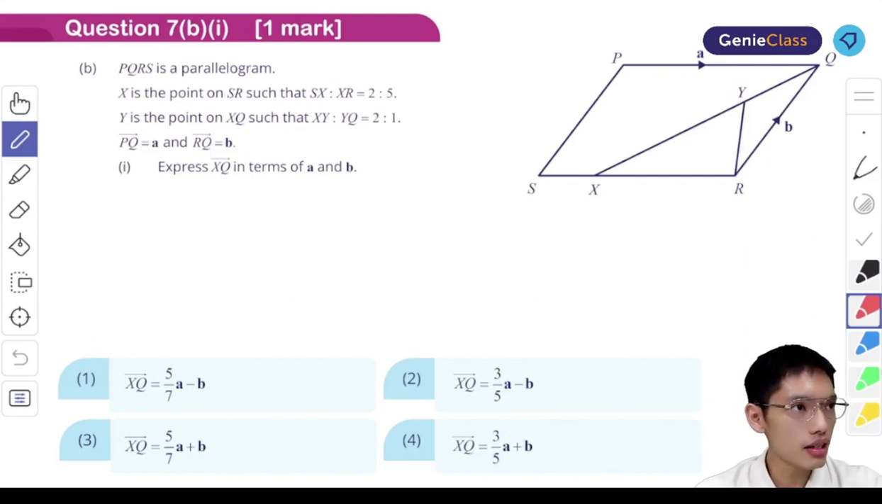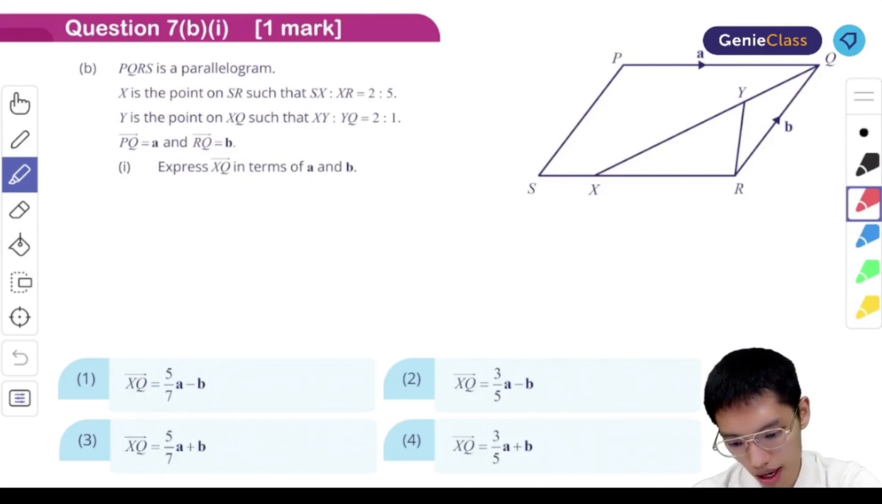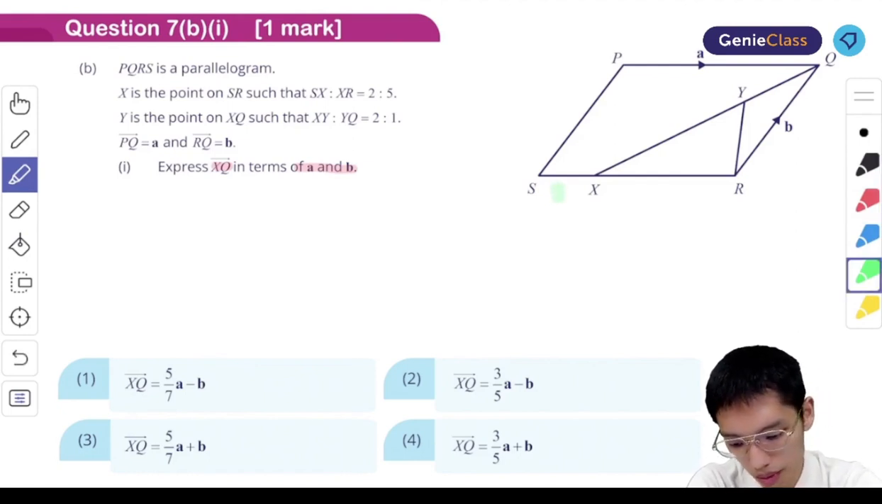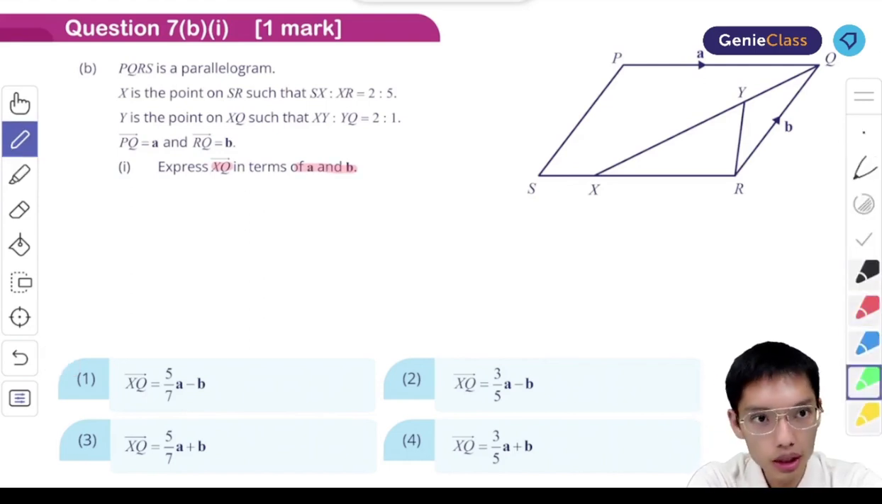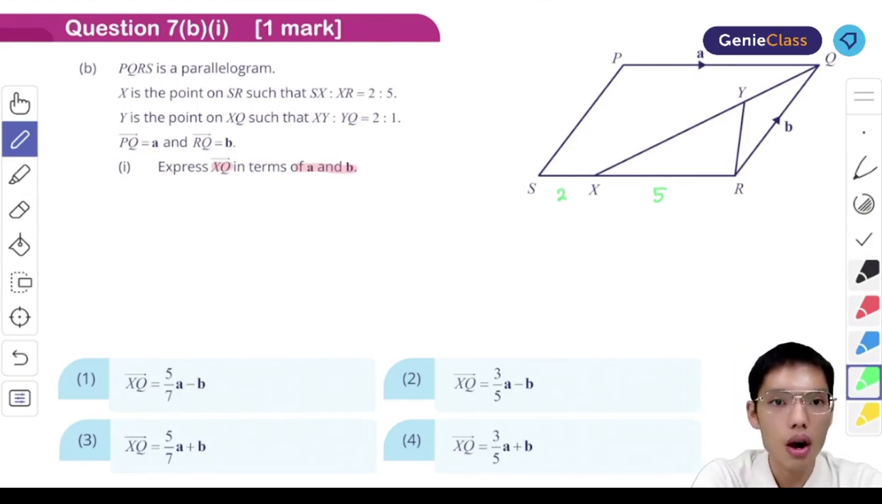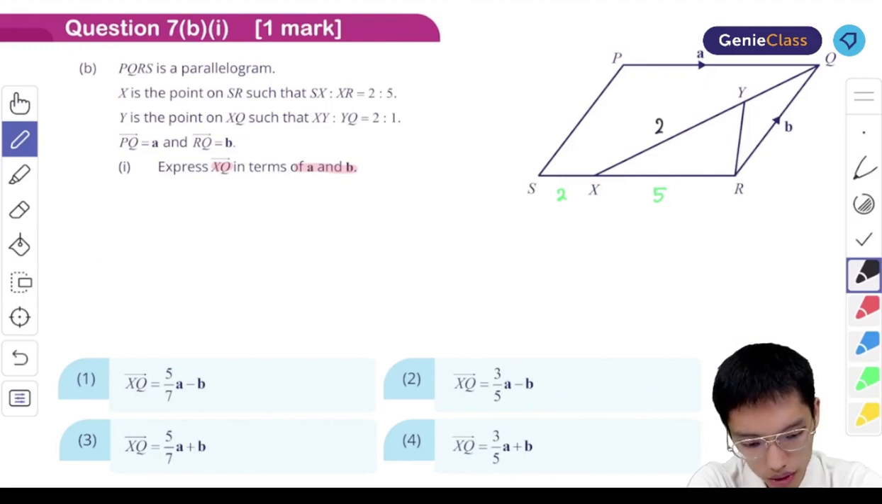Okay, so let me see the answers. Not too bad. Seeing the responses is all good, but take note of what is given in the question before we answer. Typical question: express XQ in terms of A and B. So look at the question. X is a point whereby I have 2 is to 5. Label the point. So we know this is 2, this is 5. And also XY to Y cube is 2 is to 1. In this case, we don't need that concept, but I will just write it down, 2 is to 1. So I want to find, in this case, XQ.